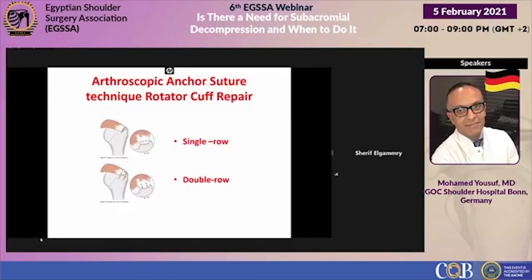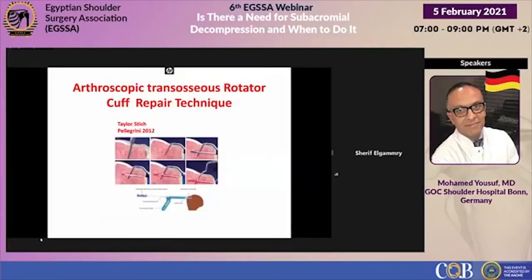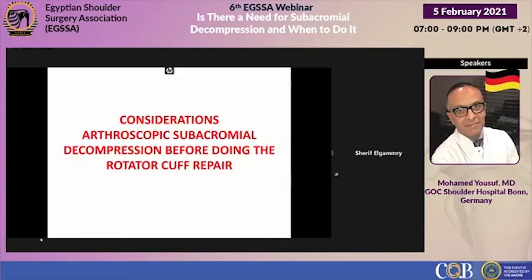The rotator cuff tear repair, arthroscopic or with subacromial decompression, is done using suture anchors, mainly single row or double row techniques, or arthroscopic transosseous rotator cuff repair, mainly using the giant needle technique, and the tailor stitch arthroscopic transosseous rotator cuff repair. Next, the considerations for arthroscopic subacromial decompression before doing the rotator cuff repair.